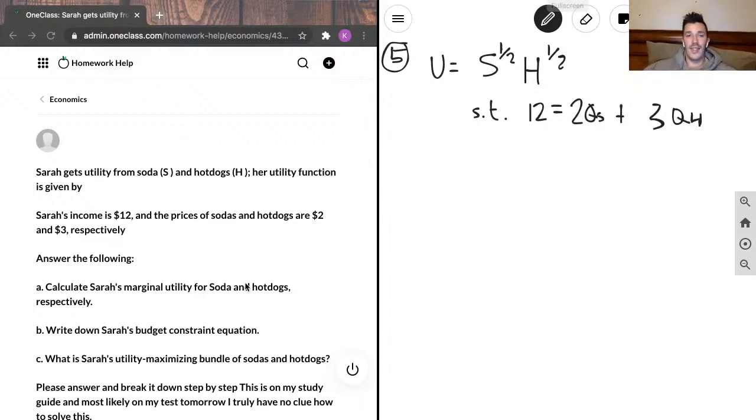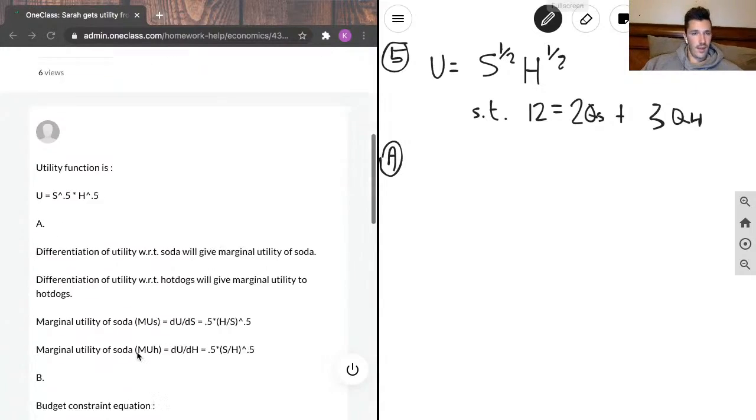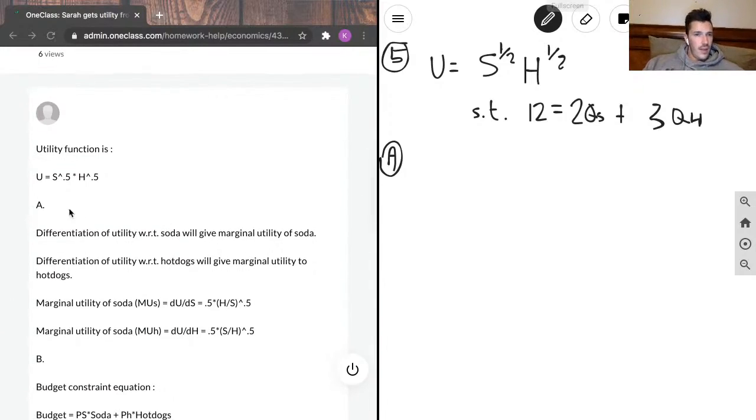So part A is going to be calculate Sarah's marginal utility for soda and hot dogs respectively. We're going to have to partially derive, if I remember correctly. Let's see if Janine The Tutor has done it the same. Yes, they have. Okay. So to get the marginal utility, you're going to partially derive the utility with respect to whatever it is you're trying to get the marginal utility of. So in this case, the marginal utility of soda, MUS, is going to equal the derivative of utility with respect to soda. That little backwards D is the partial derivative.